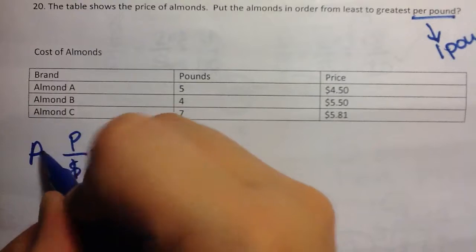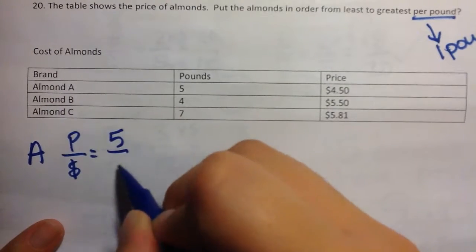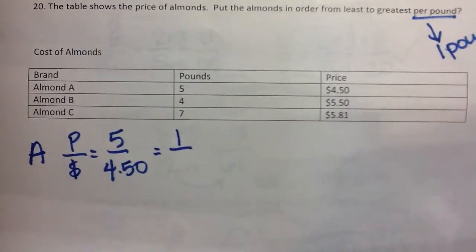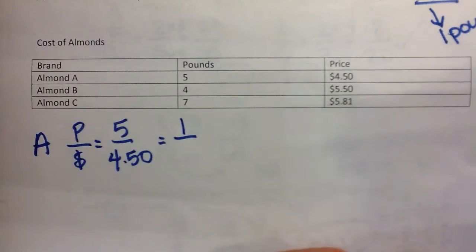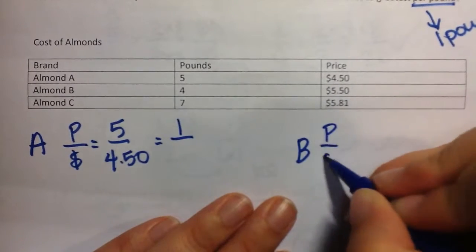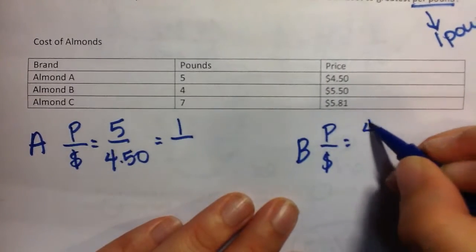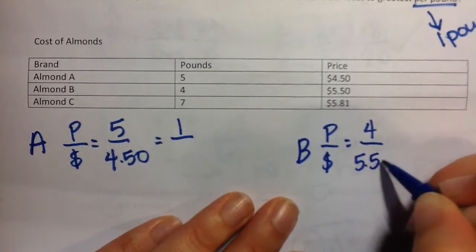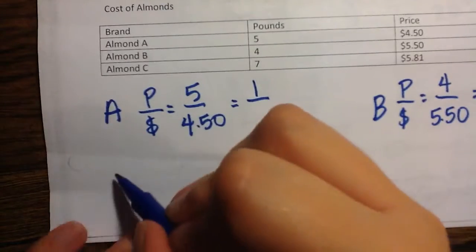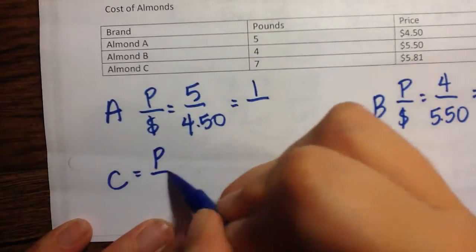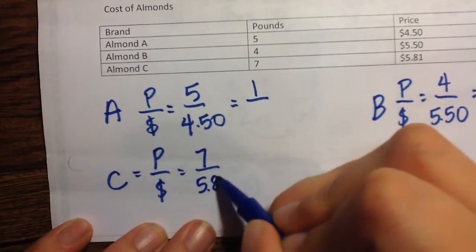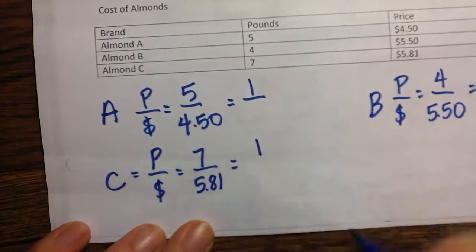This is almond A. We have 5 pounds, $4.50. We want to know 1 pound. Same thing for almond B. Pounds, money. We have 4 pounds for $5.50. We want to know 1 pound. Same thing for almond C. Pounds, money. We have 7 pounds for $5.81. We need to know how much 1 pound is.